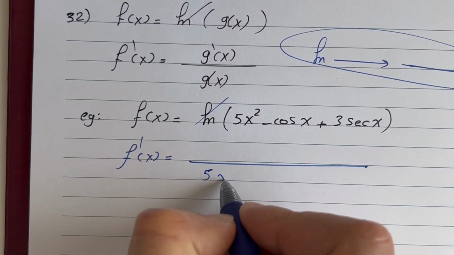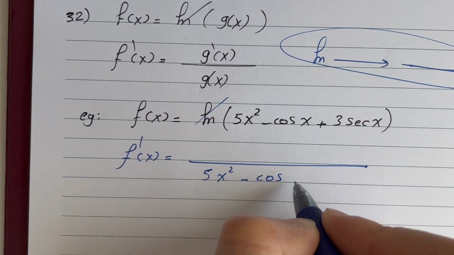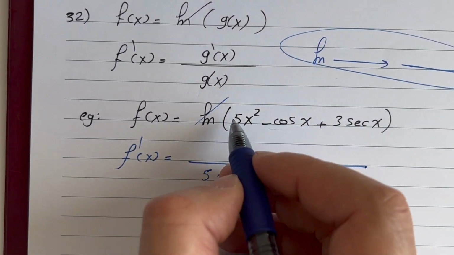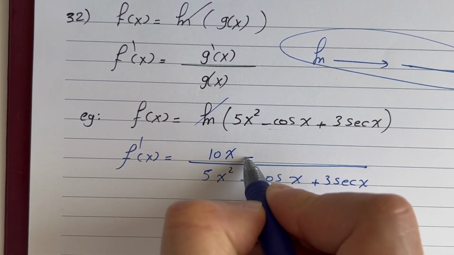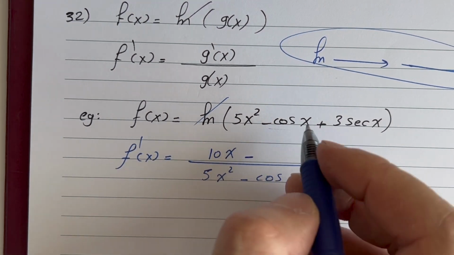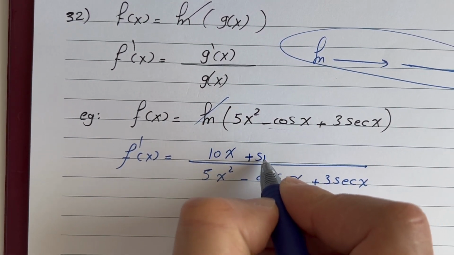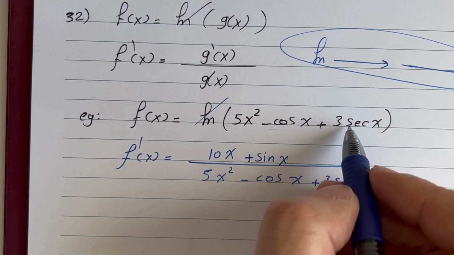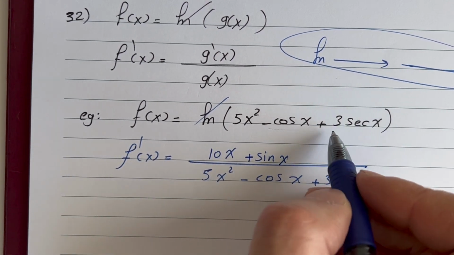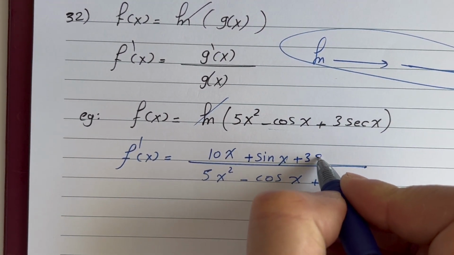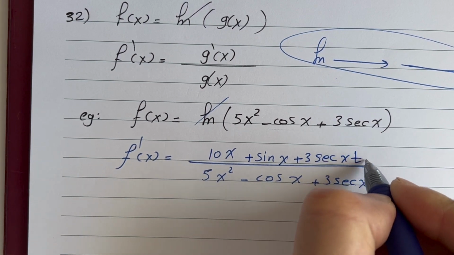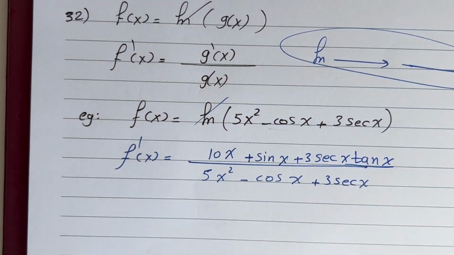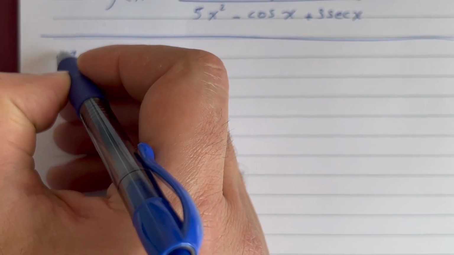So let me write the function as it is down before I forget. And the derivative of what's inside is 10x minus, what is the derivative of cosine? Negative sine, and there is minus, so plus sine x. Now sec x, the derivative is sec tan, and leave number 3 as it is, so 3 sec x tan x. That's all.